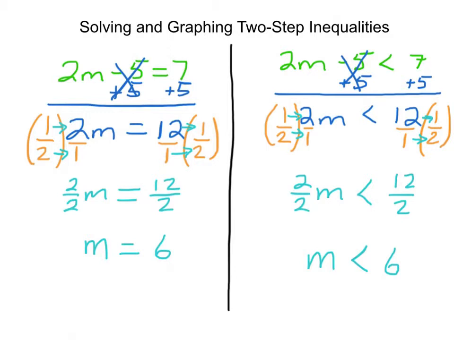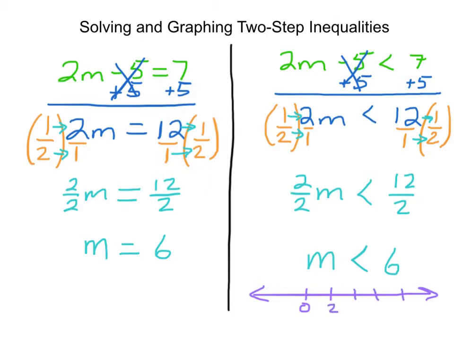So as you can see, solving a two-step inequality is identical in this instance to solving a two-step equation. Now there is one difference, and we're going to get to that in just a second. Oh, almost forgot. This is an inequality, which means usually we need to be able to graph the values to give ourselves a visual representation of what's happening in our problem.